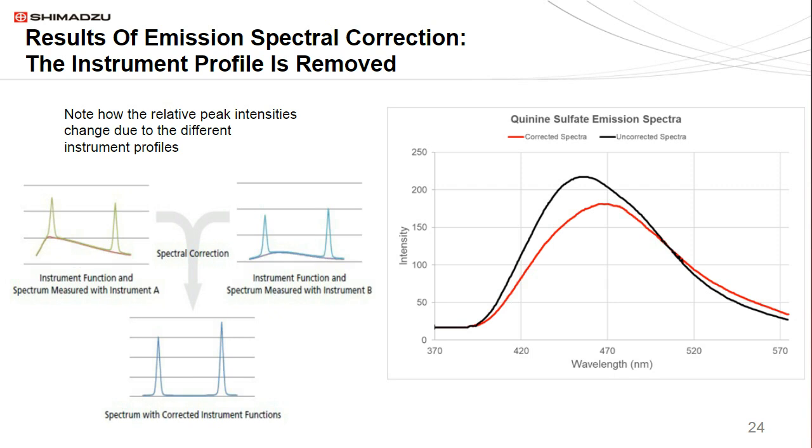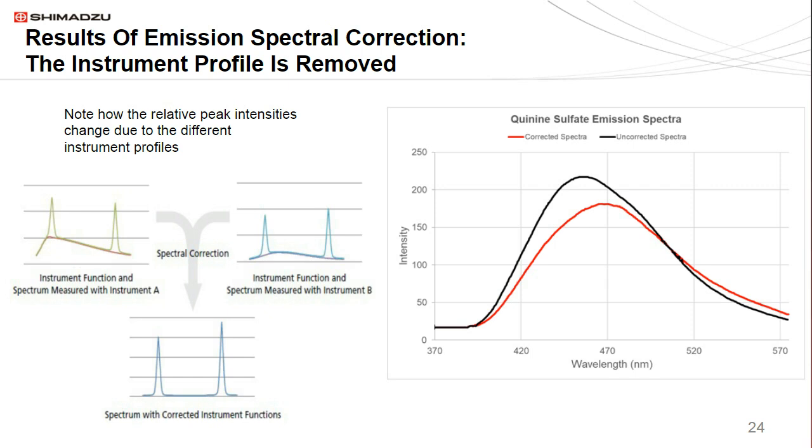In other words, in the first graph, the first peak is higher than the second peak, and it's the reverse in the blue peak, and this is because the instrument profile is different. If we do a spectral correction and correct out the wavelength-dependent differences of the instruments, you'll now see the corrected spectra on the bottom where the peaks are in their proper relationships to each other.